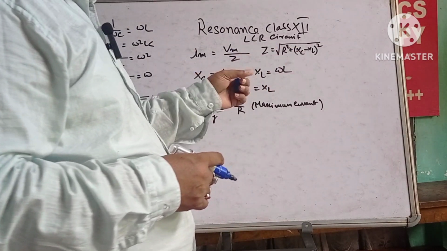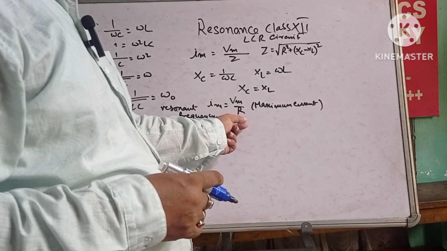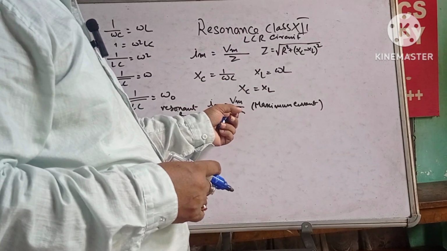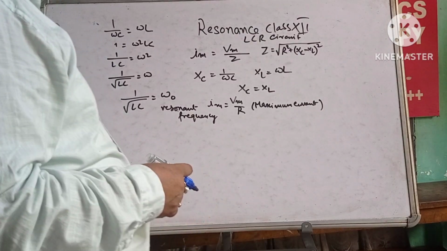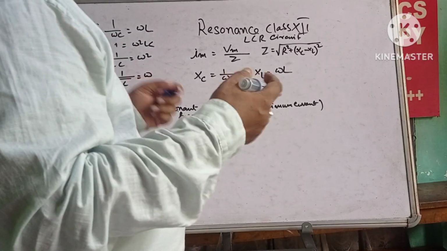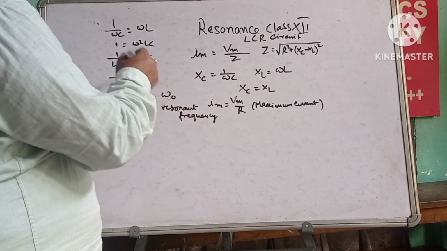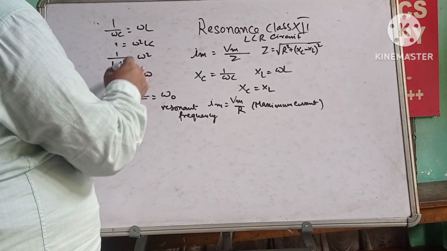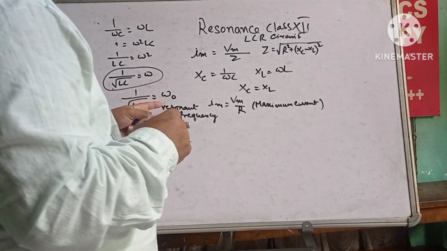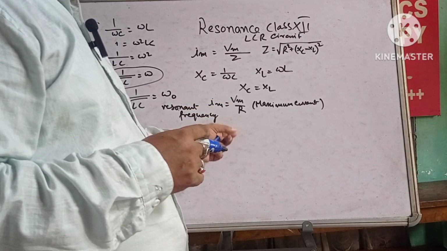Now if your Xc is equal to XL, then the current will be maximum. That is, it becomes a purely resistive circuit, and that will be your maximum current. When is this possible? We are going towards frequency. That means omega square LC equals 1, so this is your frequency. There is a frequency when your Xc will be equal to XL and you will get the maximum current.